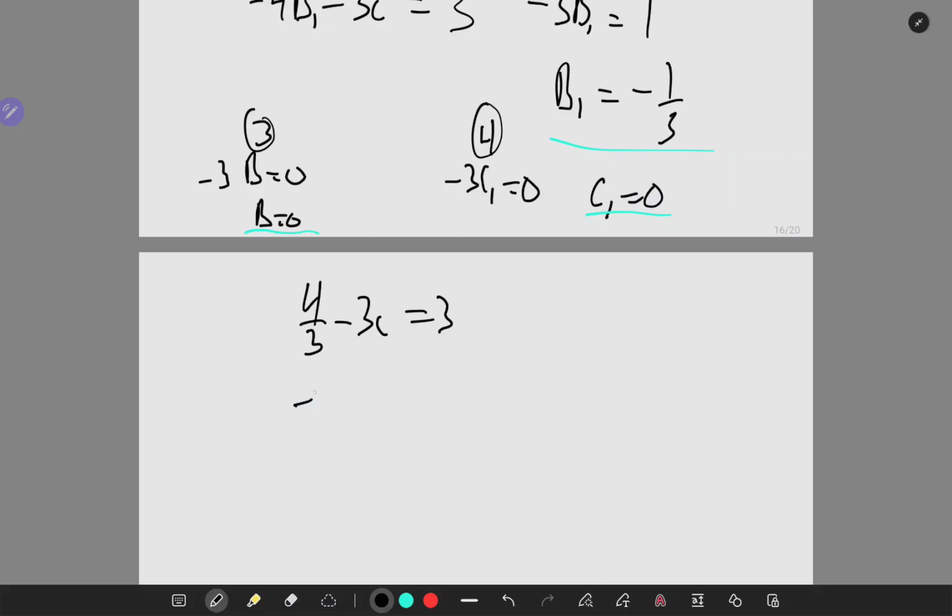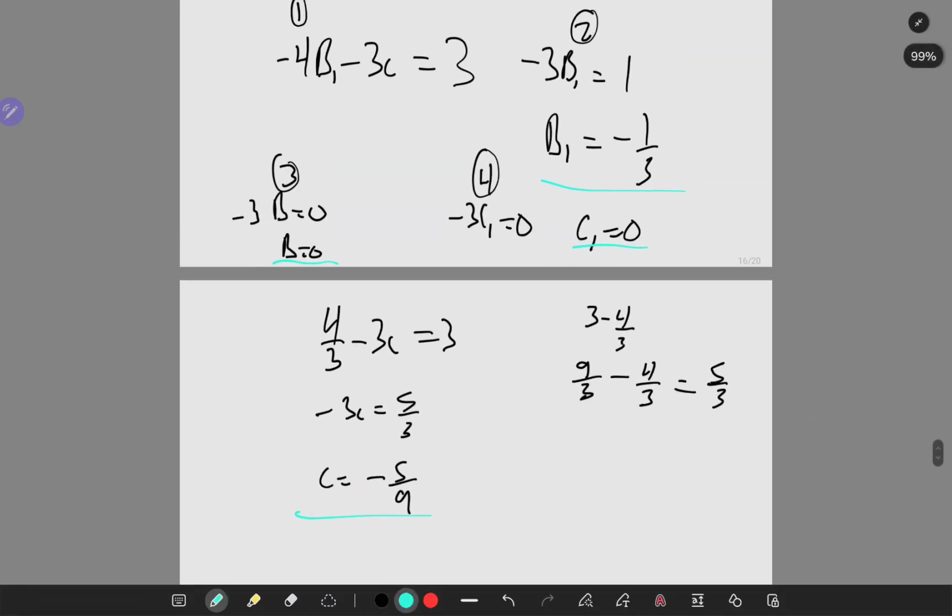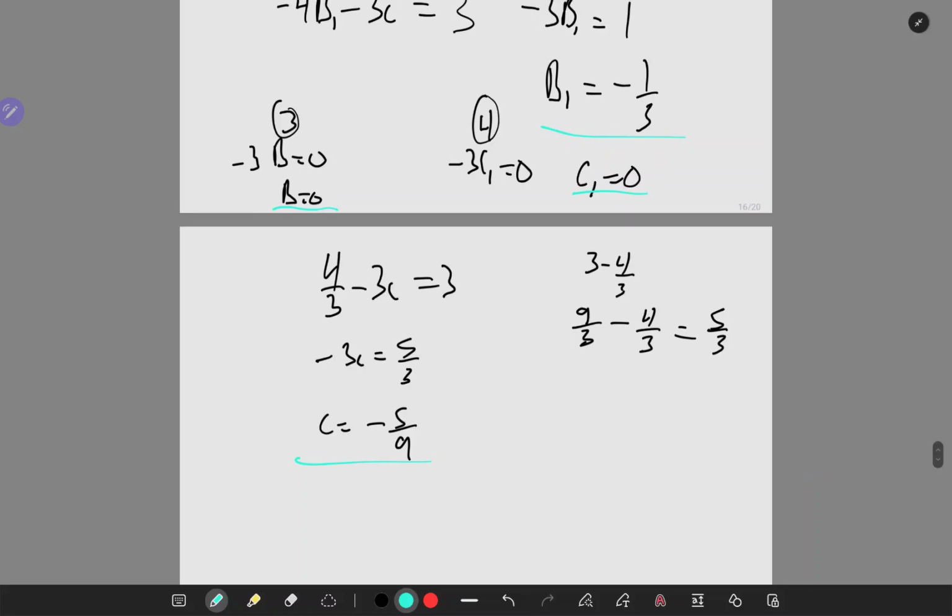So 3 minus 4/3. That would be what? 5/3. So C is equal to -5/9. Let me just double check that. Yep. So we have B1, B, C1, and C.